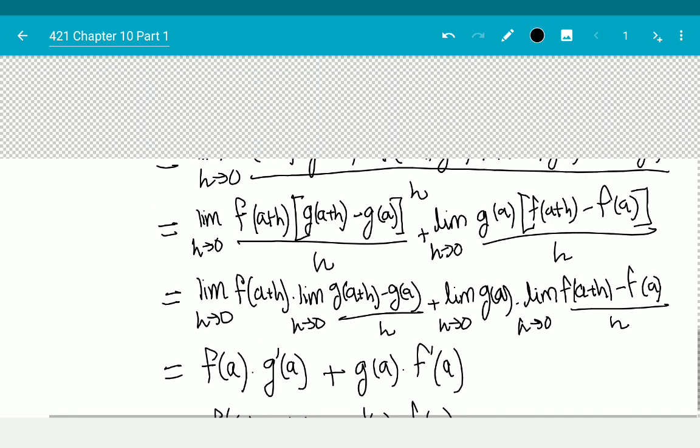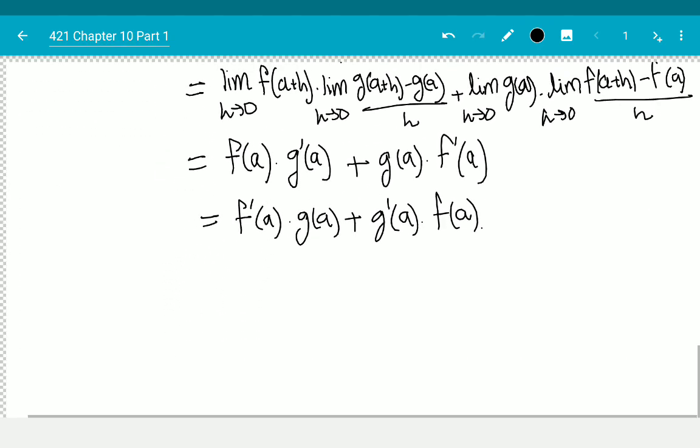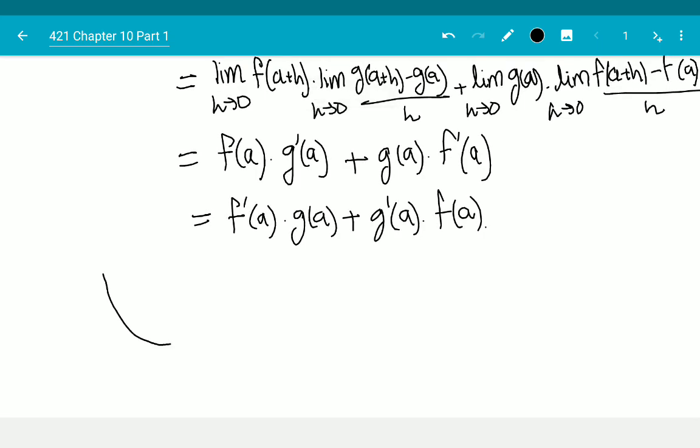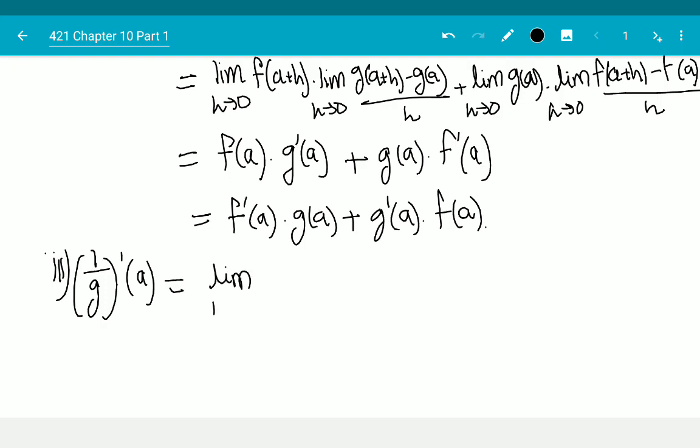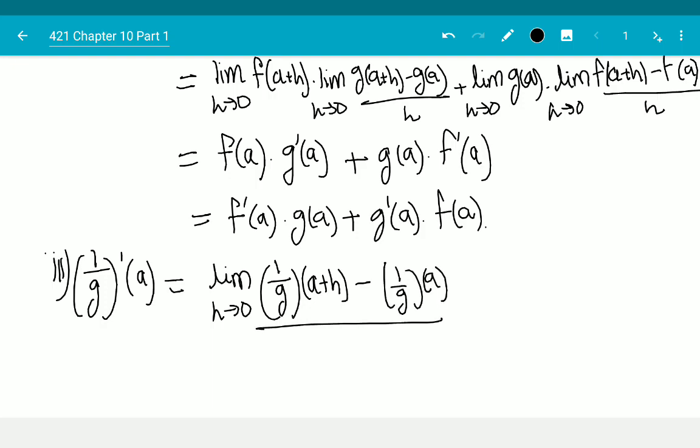Let us do number 3, which is if it's a fraction. 1 over g prime of a is equal to limit h goes to 0, 1 over g of a plus h minus 1 over g of a all the way over h, right?